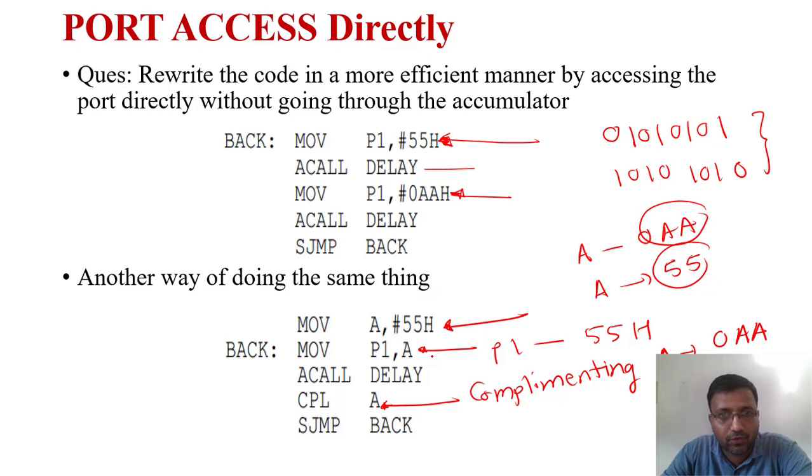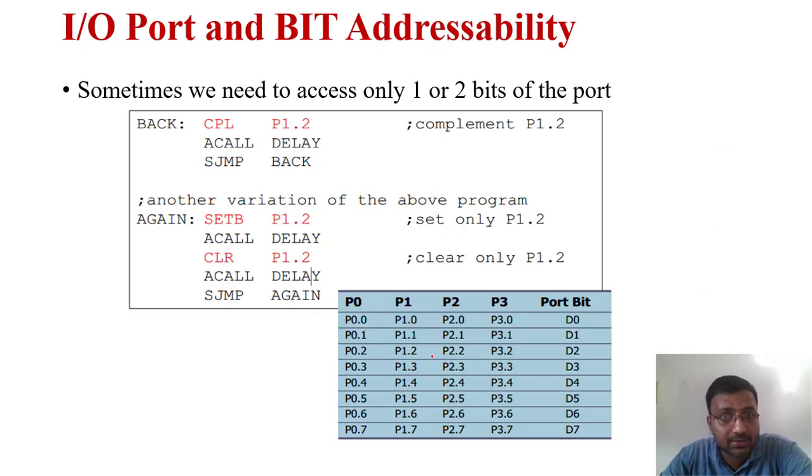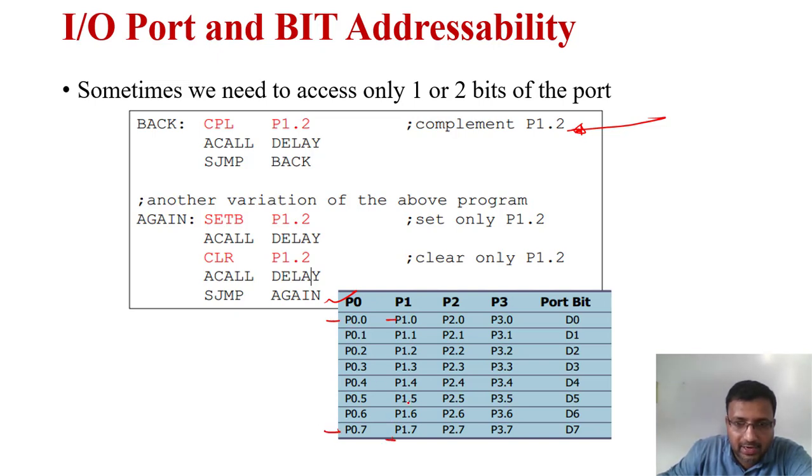Okay, so we'll move forward. Here it is, sometimes we can access only 1 or 2 bits from the port. So we can complement a single bit, or 1 or 2 bits in the port. So here we can have complement P1.2 only. So only P1.2 is complemented. So here these are the port bits. Port 0 is having 8 bits. Which are those? Port 0 is having P0.0 to P0.7. Similarly, port 1 is having P1.0 to P1.7. Similarly, port 2 is having P2.0 to P2.7.